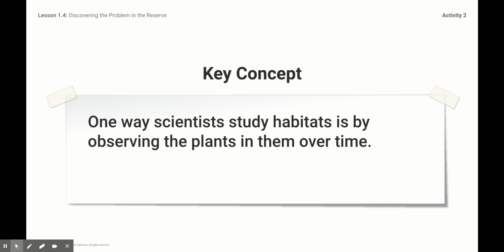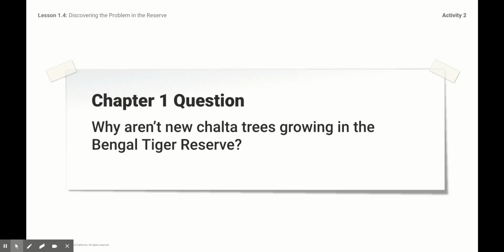We are helping them to study a small section of the Bengal Tiger Reserve by looking at the plants, and we're going to look at them over time. So let's find out what time period.